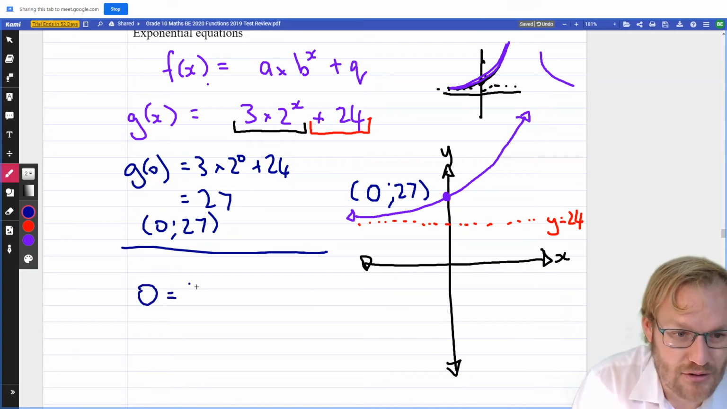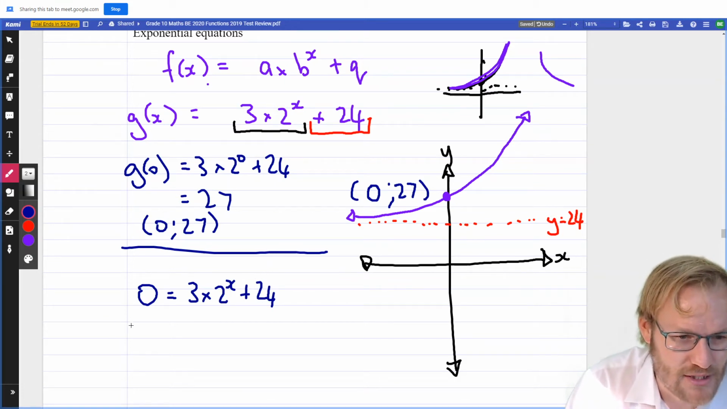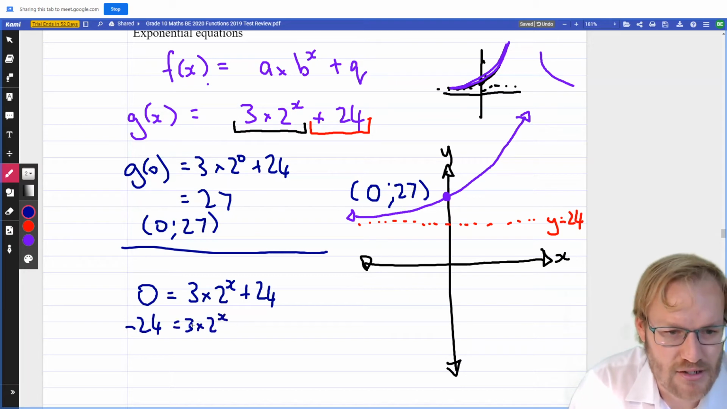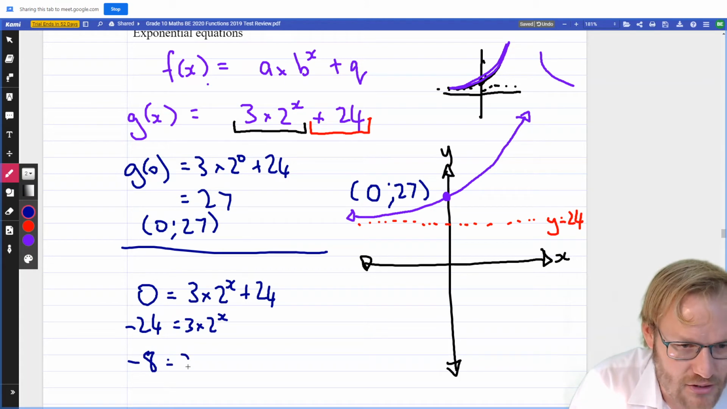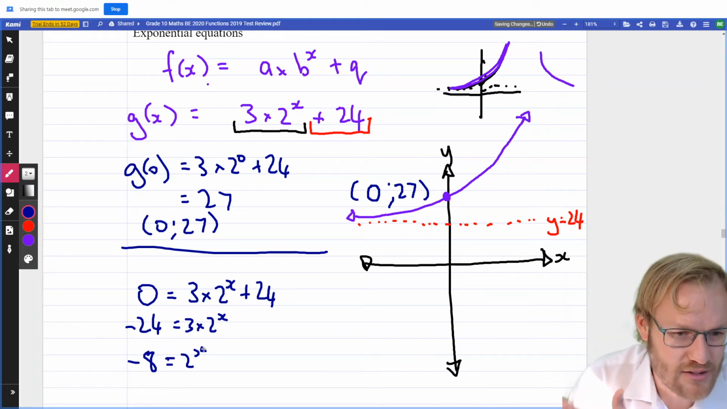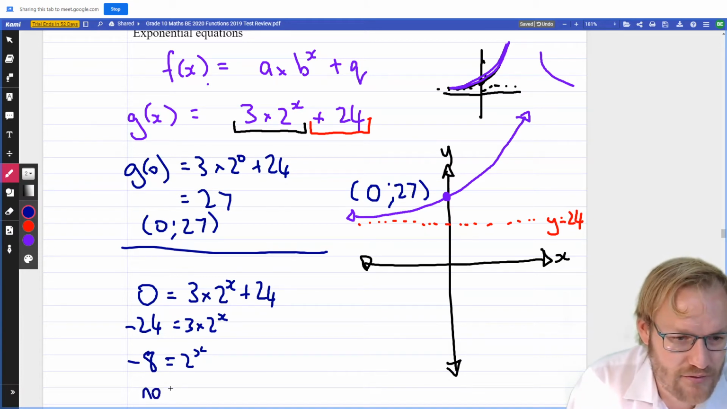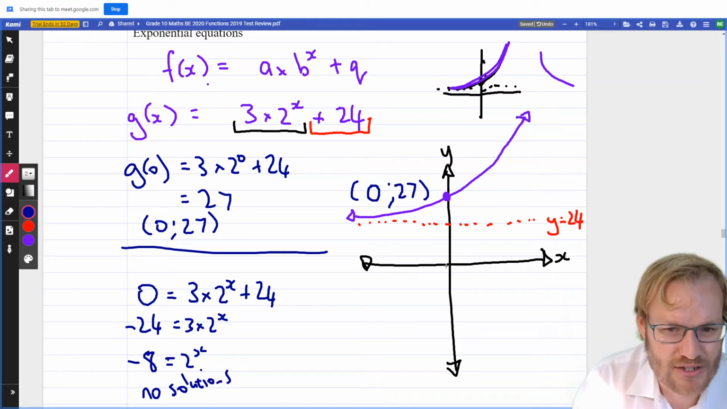So 0 equals 3 times 2 to the x plus 24. But if you try to solve that equation, you're not going to get any solutions because let's subtract 24 from each side. So negative 24 equals 3 times 2 to the x. Okay, divide by 3. Negative 8 equals 2 to the x. But 2 to the x can never be negative 8. You can try as you like. 3, that's positive 8. Negative 3, that's 1 over 8. This is always a positive value. So this would give you no solutions, which matches our graph because it never crosses the x-axis.